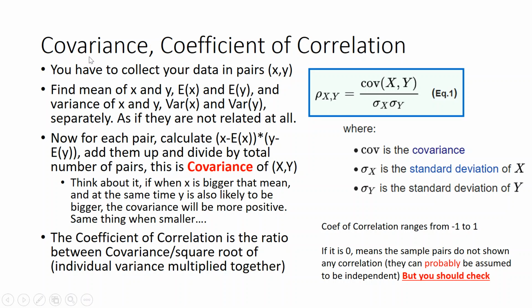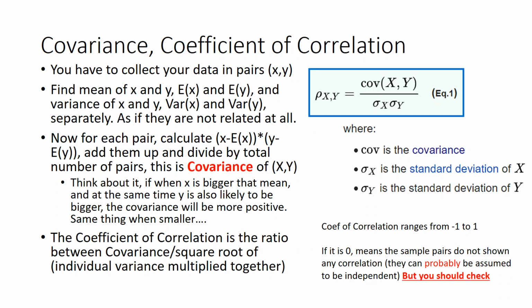To do covariance, you have to collect your data in pairs. Well, that's a prerequisite. If you want to study a relationship, you have to collect your data in pairs. If you don't do that, you cannot study a relationship, period. So you collect them in pairs.